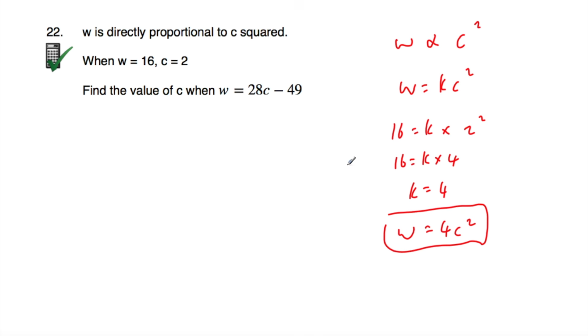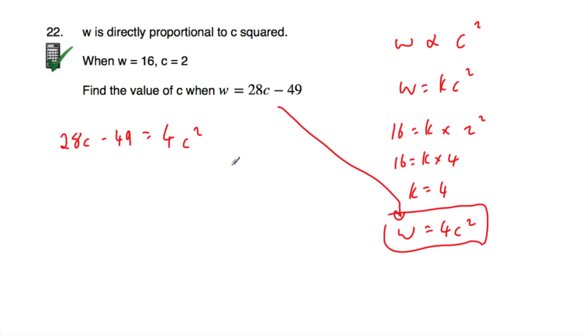Okay, so that's fantastic. Now, if we go back to the question, we've been asked to find the value of c whenever w is equal to 28c minus 49. So this is what w is equal to. So let's substitute that into our formula. Here we've got 28c minus 49 is equal to 4c squared. Now let's solve this equation.